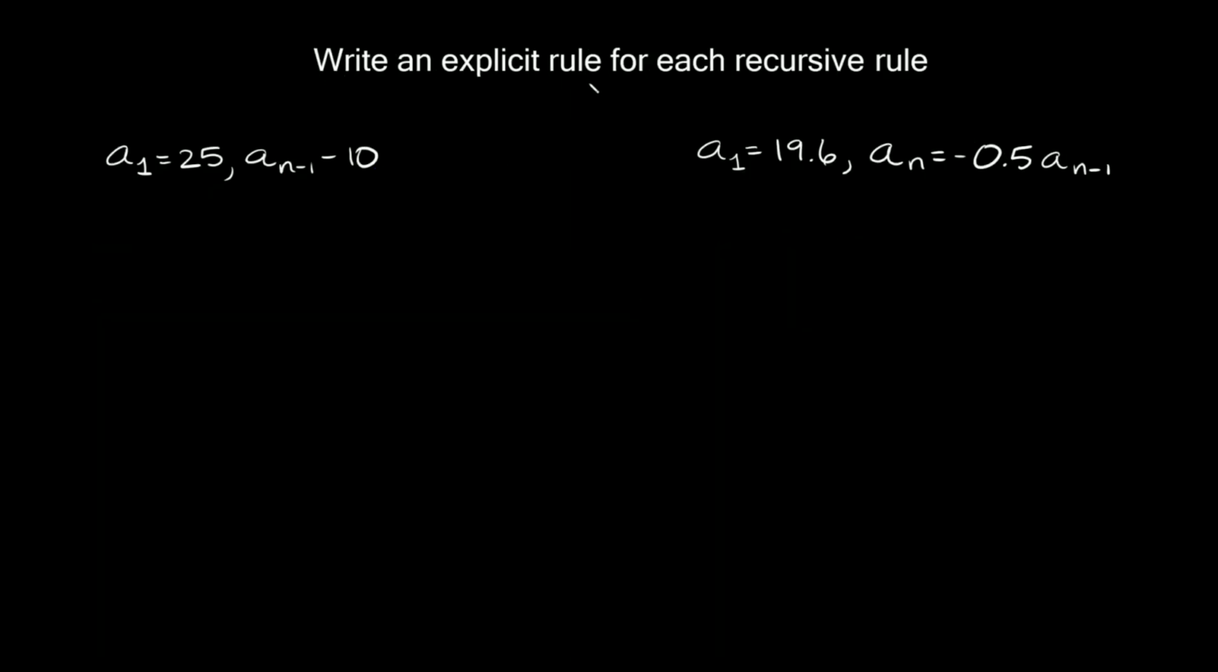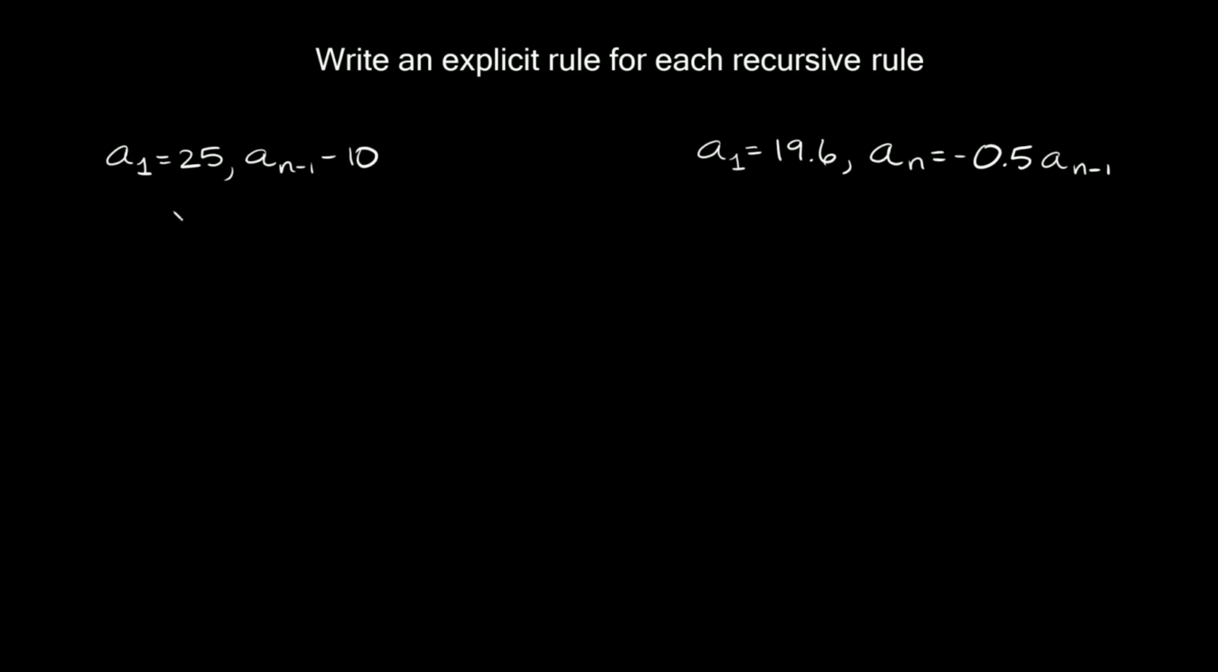All right, here it says write an explicit rule for each recursive rule. So these are recursive rules, and it gives us the first terms. We're going to convert them to explicit rules. Remember, there are two explicit rules: one for when you're adding or subtracting, and the other for when you're multiplying. For this first one, you can see that we have a sub n minus 1 minus 10, so we're adding or subtracting. So this is an arithmetic rule.